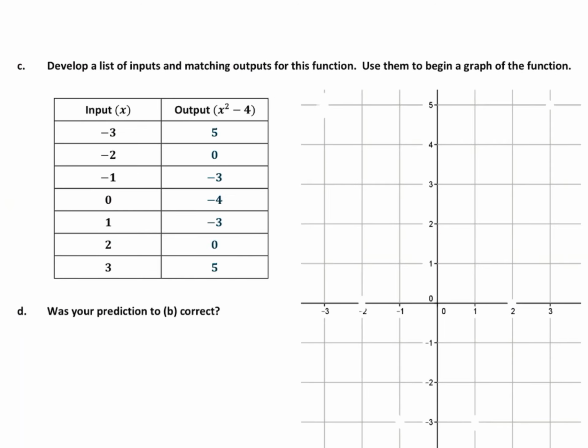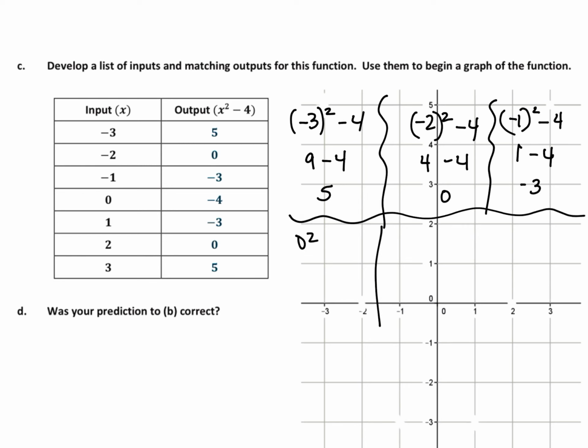C. Develop a list of inputs and outputs for this function. They're already there, but I'm going to show you where we get those numbers from. If I put in -3 and I square it, -3 squared is 9, because a negative times a negative makes a positive. If I take -2 and square it, that gives me 4, and 4 minus 4 is 0.